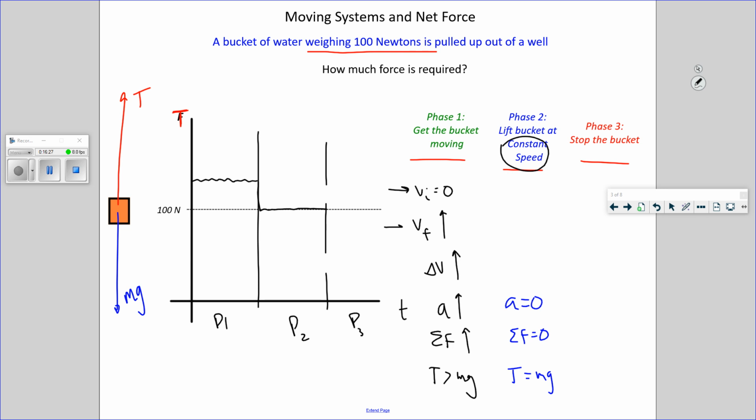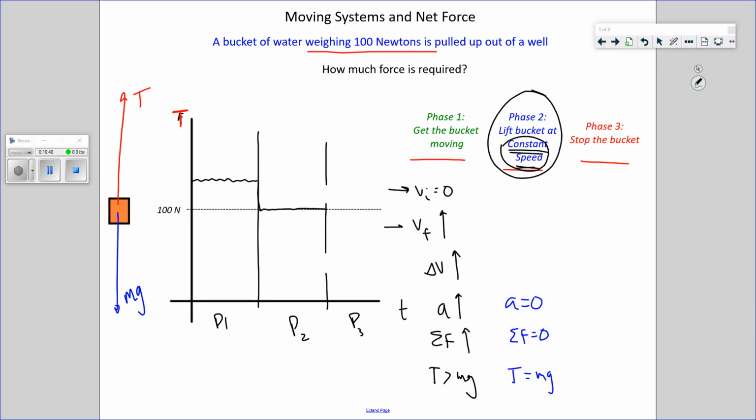So this can be a misconception. Especially lifting things. You're telling me I don't have to use more force than an object's weight to lift it up? Well, not if you want to make it not accelerate. Okay?